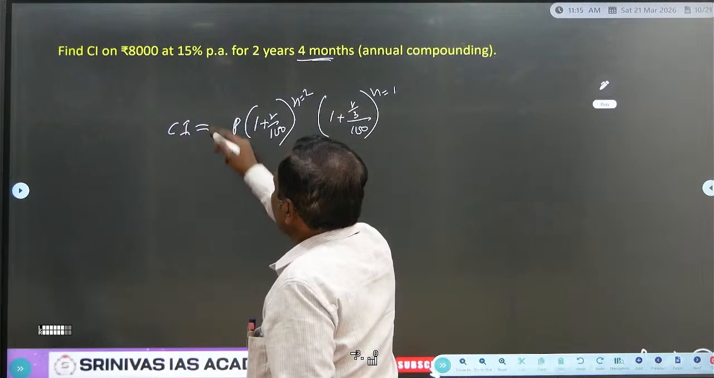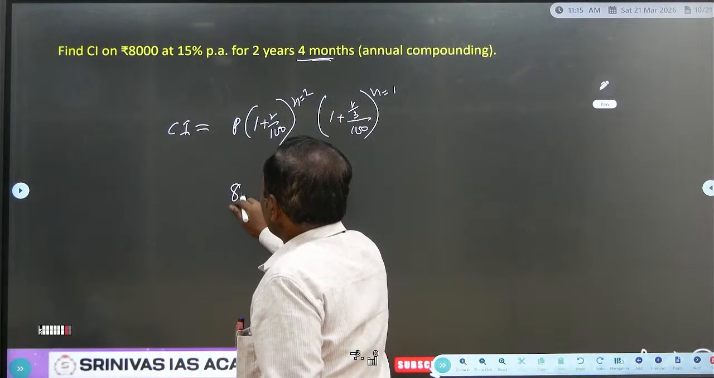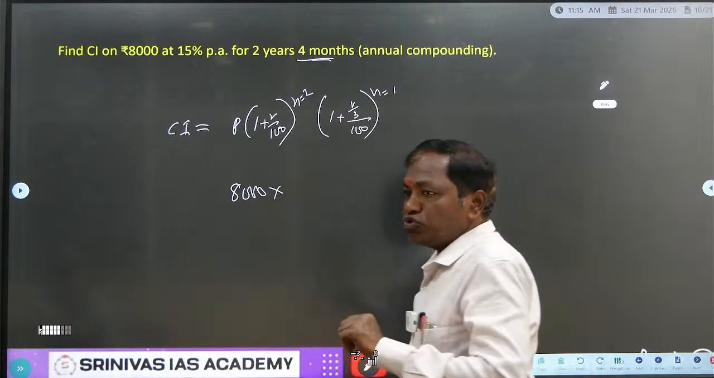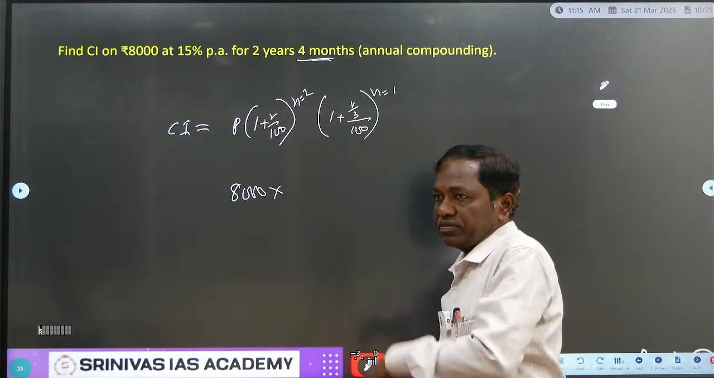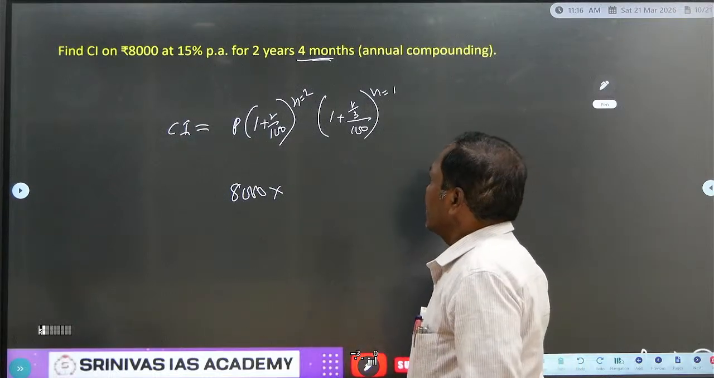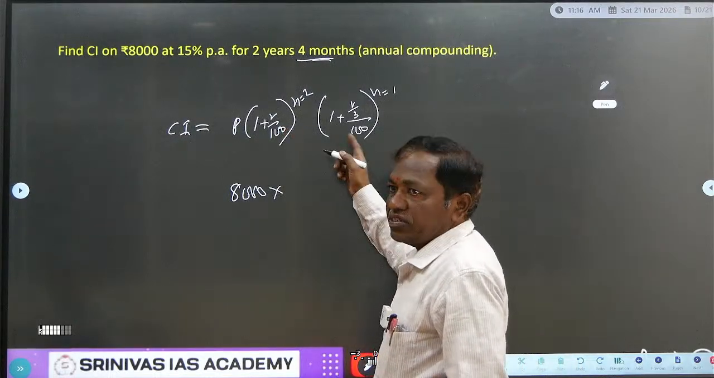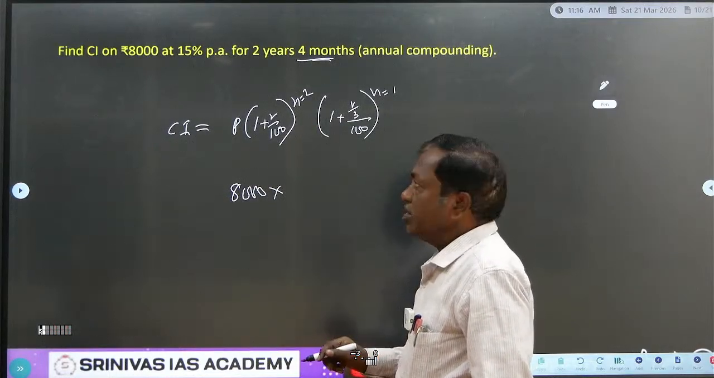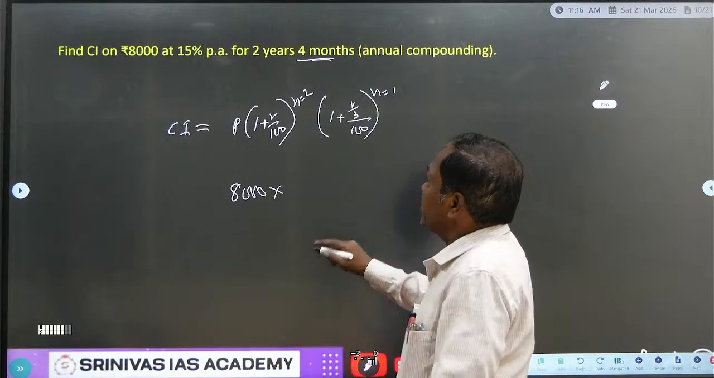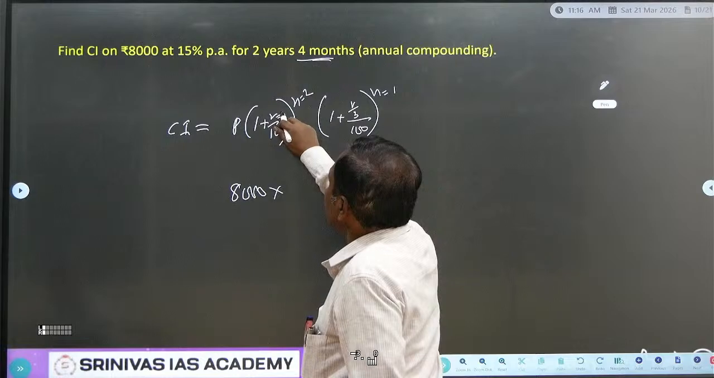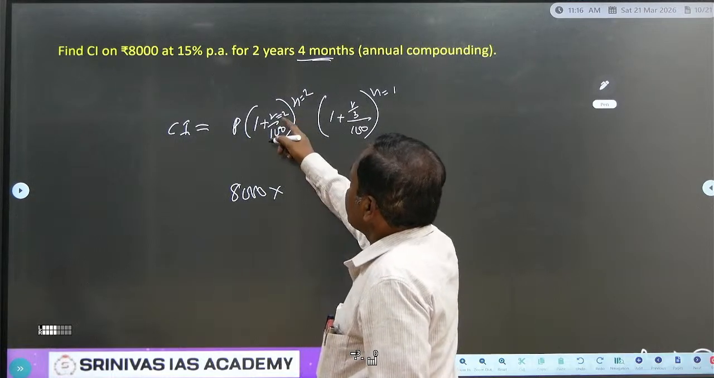What is the amount given? 8,000 into... but why am I writing the formula also? You should know it from the exam point of view, because these type of questions are being asked these days. Right. Now we can see this is for 2 years, this is for 4 months. Half year means straight away you can do it. One time, because separately 100 1 and this R can be, what?